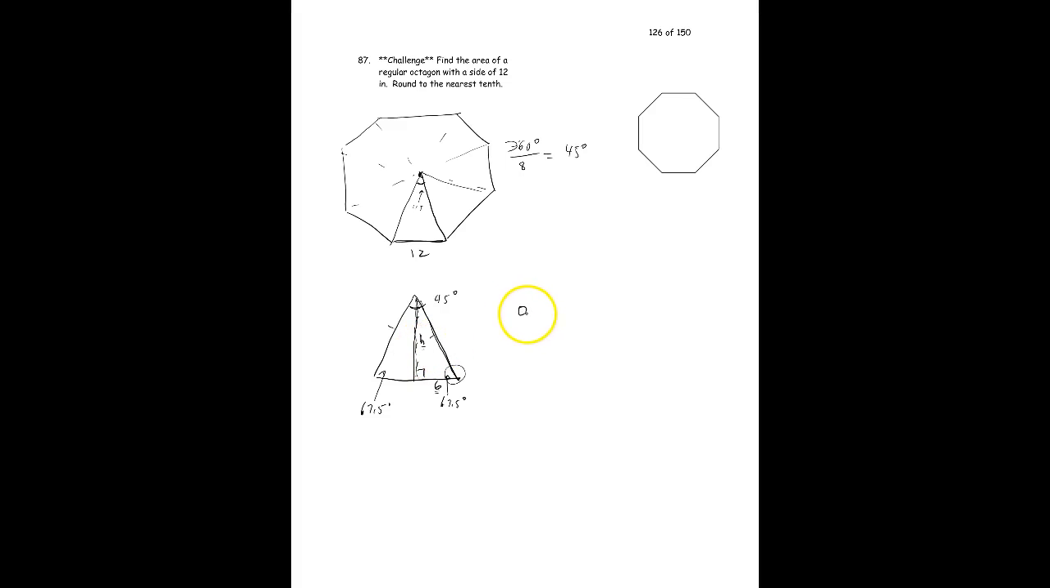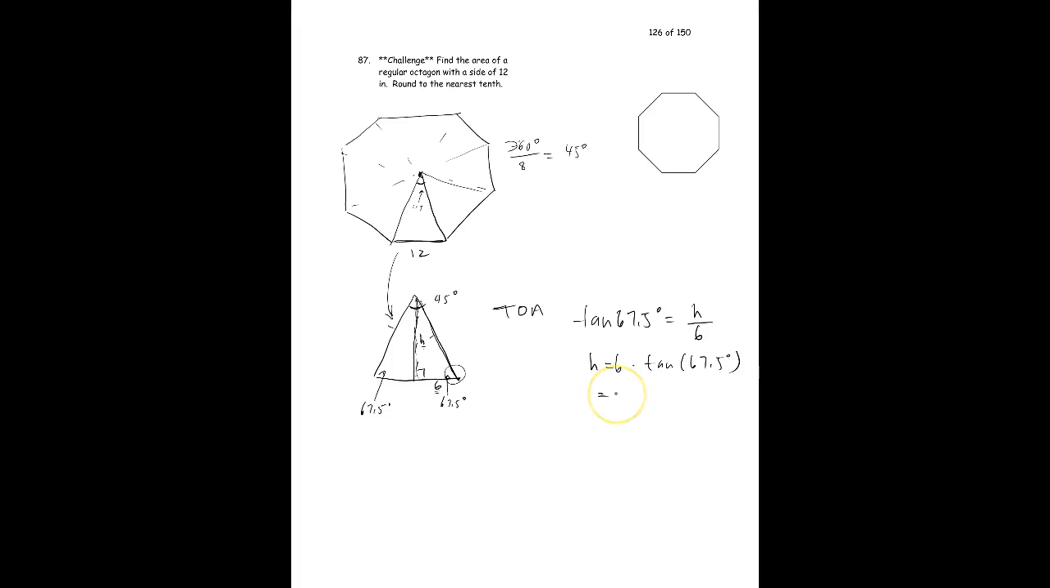So if we have adjacent and opposite, I wrote those backwards, opposite, adjacent, tangent is what we go with here. If we memorize or think about SOHCAHTOA, we'll write the tangent relationship. Tangent of 67.5 degrees is going to equal opposite, which is h, divided by adjacent, which is 6. So the height of this triangle is going to be 6 times the tangent of 67.5 degrees.